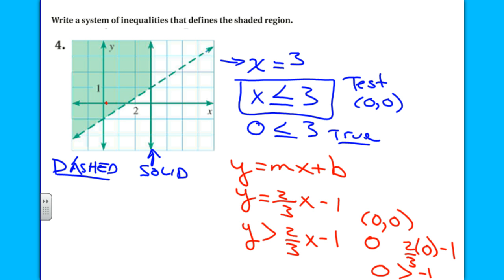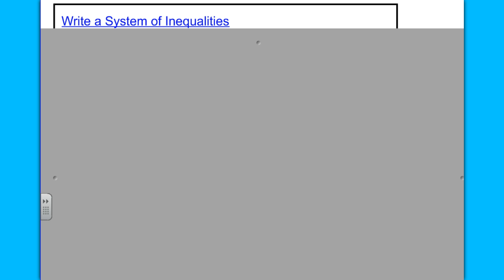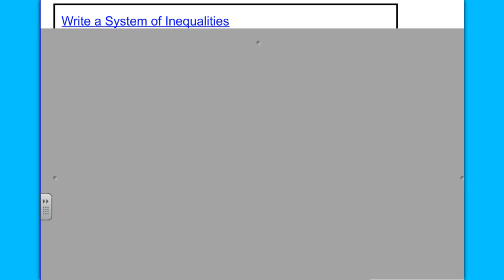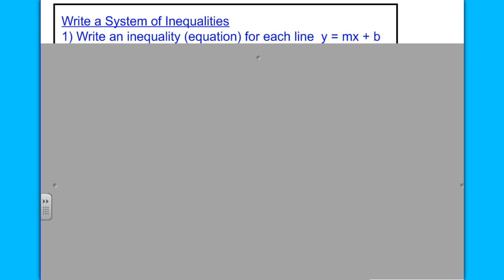Do we need to put an equal sign under that? Why not? Because it's dashed. Good job, it's a dashed line. So there are the two inequalities. Okay, so we now will go back to your rule box and note how we did this, right? So when we looked at this graph, and you're told to write the inequalities, did we start with just writing inequalities? What did we write first? Equations, right. So we write an equation for each line, and then we convert it to an inequality.